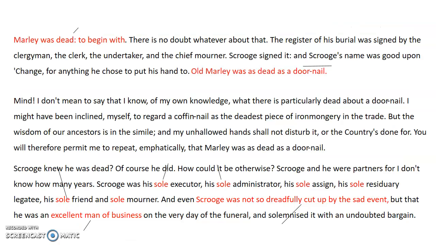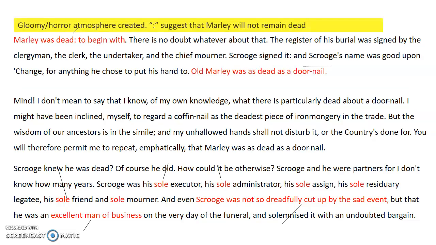Here we go then. So the first quote, "Marley was dead to begin with." This gloomy horror atmosphere is created straight away. Now let's go one step further, look at that use of punctuation: the colon that's used there suggests that Marley will not remain dead. As is the same with all of our literature texts, you can say what will happen. The examiner knows that you have read this book, they know that you have studied it, so we have to show that. So doing this is showing that example of foreshadowing straight away.